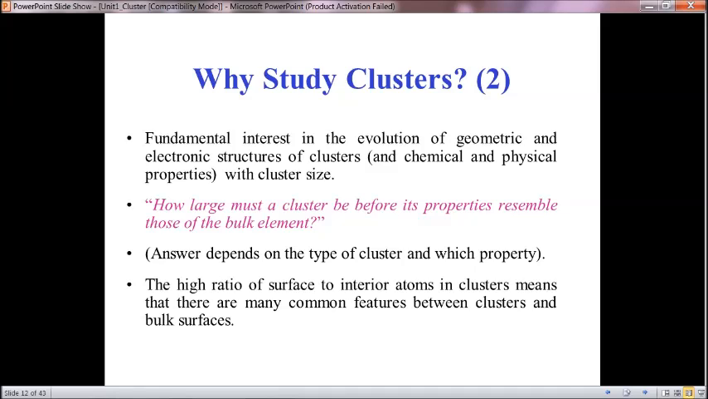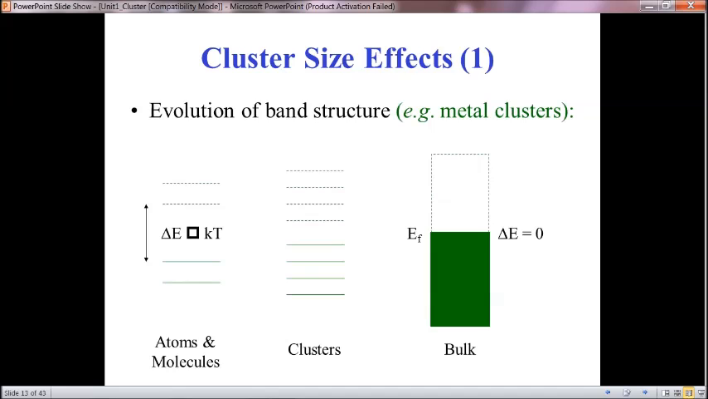The high ratio of surface to interior atoms in cluster means that there are many common features between clusters and bulk surfaces. They are having many common features, but the high ratio of surface to interior atoms of clusters varies with the bulk material. So the cluster size effects.